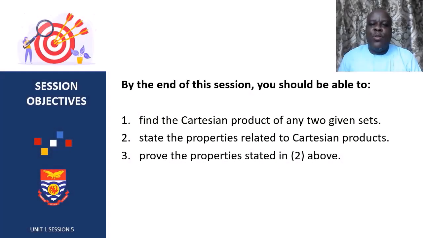Welcome to section 5 of unit 1. Let's look at the section objectives. By the end of this section, you should be able to: 1. Find the Cartesian product of any two given sets. 2. State the properties related to Cartesian products. And 3. Prove the properties in 2 above.